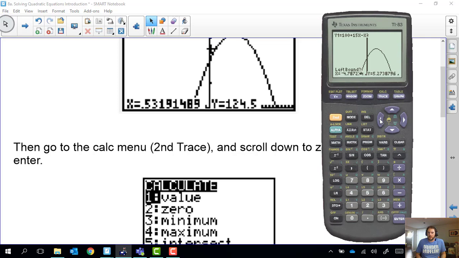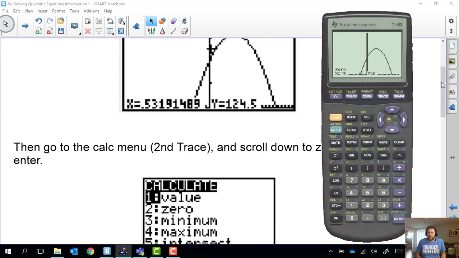So if I hit the button once, 5 point something, oh, I'm down at negative 8. So I should be to the left of my x-intercept. So I'm going to hit equals, and then it's asking for a right bound. So now I'm going to move it to the right until my y value turns positive. And hit equals again, and it's going to ask a third question that says guess.